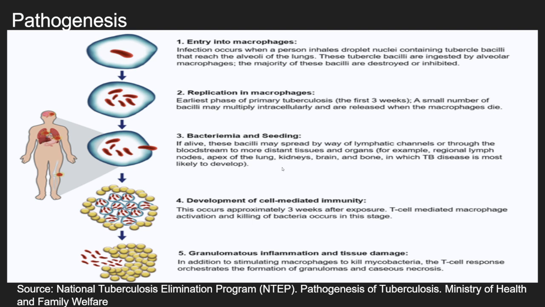If alive, these bacilli may spread by way of lymphatic channels or through the bloodstream to more distant tissues and organs. For example, regional lymph nodes, apex of the lung, kidneys, brain, etc. And then the development of cell-mediated immunity. This occurs approximately 3 weeks after exposure. T-cell mediated macrophage activation and killing of the bacteria does occur in this stage. And then in stage 5, the granulomas, inflammation, and tissue damage. In addition to stimulating macrophages to kill mycobacteria, the T-cell response orchestrates the formation of granulomas.